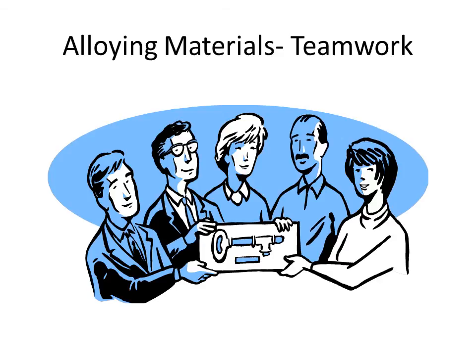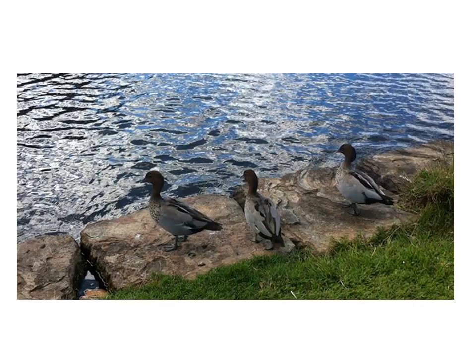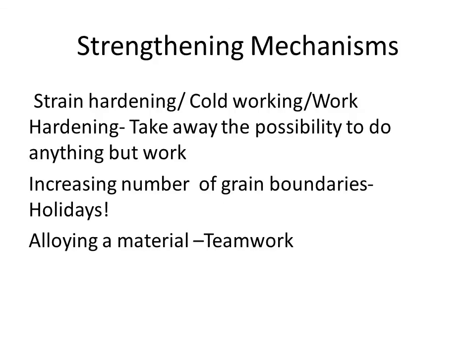The third and final strengthening mechanism is alloying materials. Alloying is like teamwork. Sometimes it works and sometimes it doesn't. You really need the perfect combination of materials in order to make it effective. If you don't have the perfect combination, then the material becomes worse off, and you'll wonder why you ever thought it was a good idea to mix the materials in the first place, as they're probably all going to start and there are your strengthening mechanisms.